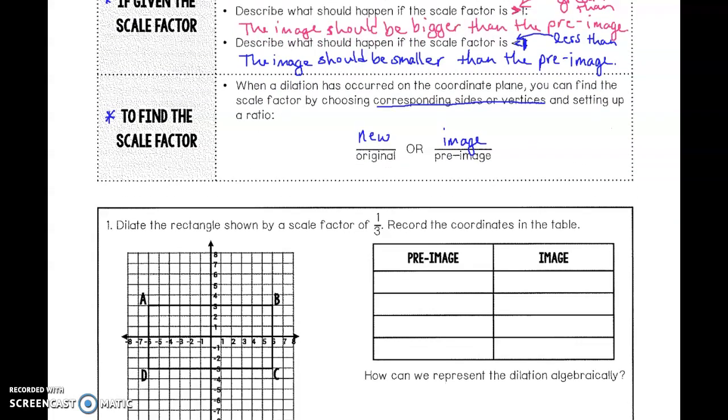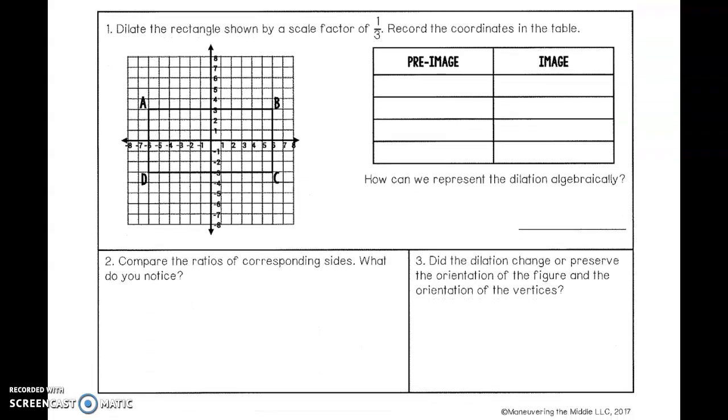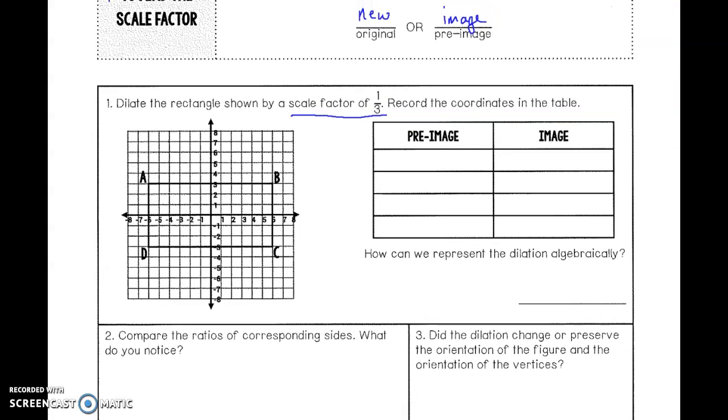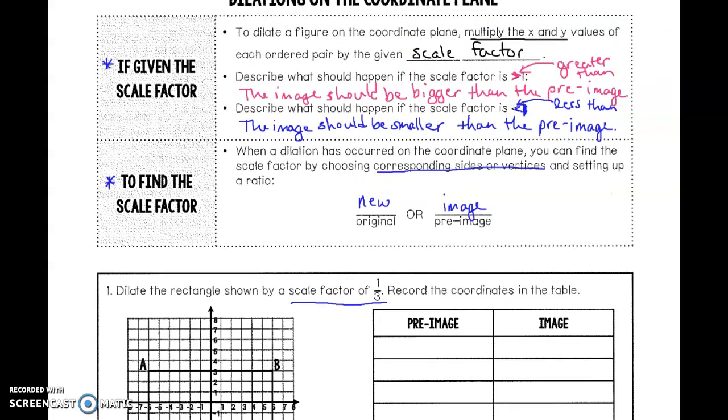Let's try some examples. Dilate the rectangle shown by a scale factor of 1/3. We're going to dilate it and then record the coordinates. We have the scale factor. Remember, we're going to multiply the x and y values of each ordered pair by the given scale factor.